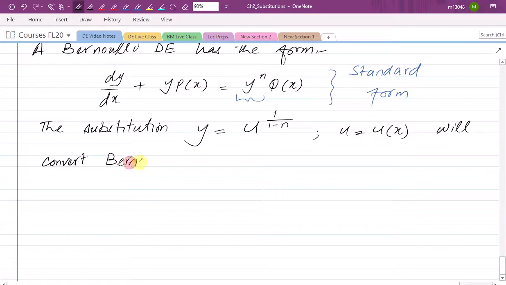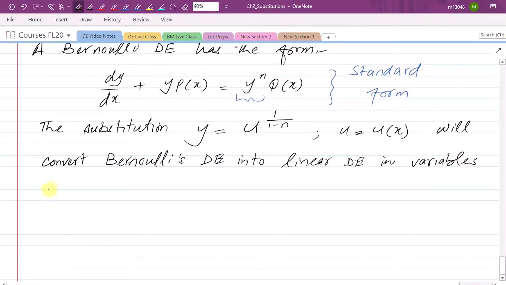a Bernoulli equation, some people say Bernoulli differential equation, into a linear differential equation in variable u. Then once it is linear, we can repeat the method of linear differential equation, which was integrating factor and all that, and we can solve it.